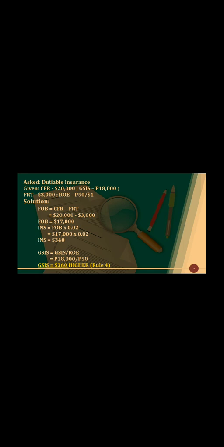So that would be 18,000 pesos divided by 50 pesos. So the GSIS is $360. Whichever is higher of the two, we need to go to the GSIS insurance, which is $360, and that falls under rule number 4.